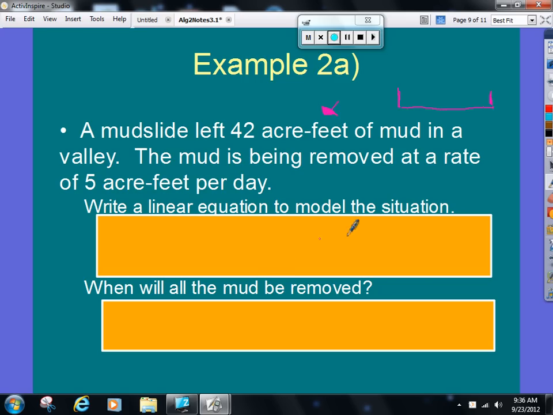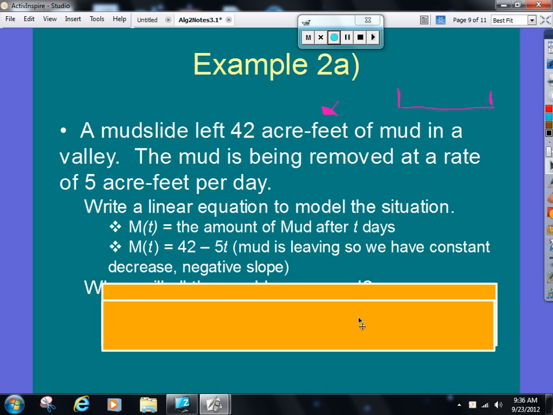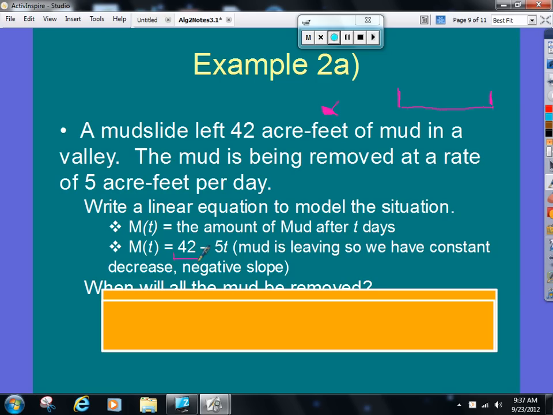So, a linear equation to model the situation. M of t, mud after time, days. Again, we have this initial condition. We have this 42 to start with. This time we're taking out mud. So this is going to be a negative slope, a constant decrease. 5 acre-feet per day. Again, that word per helps us out.